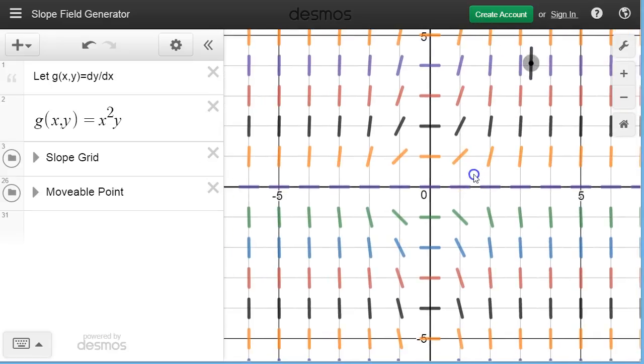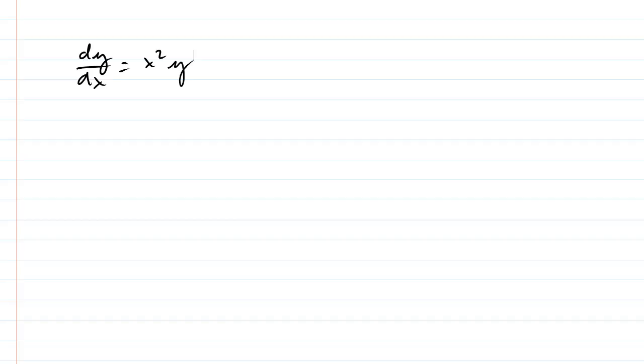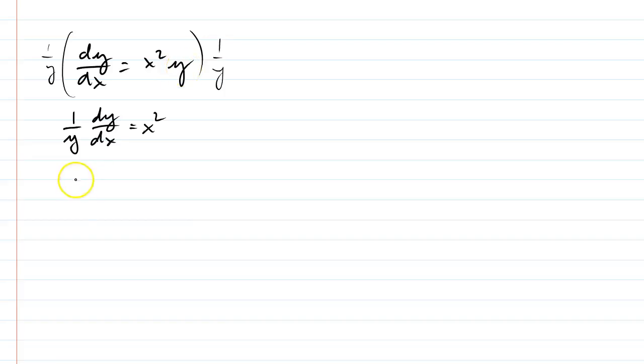Okay, now off to separating. So in this case, we want y's to be on this side. I'm going to divide by y on both sides. The way to think about that might be that you could multiply by 1 over y, because if I multiply this whole thing by 1 over y, 1 over y times y cancels. Alright, and then I'm going to multiply by dx on both sides. So just like last time, we have our x's and our y's separated. Alright, the next step, once it's separated, is to integrate both sides.